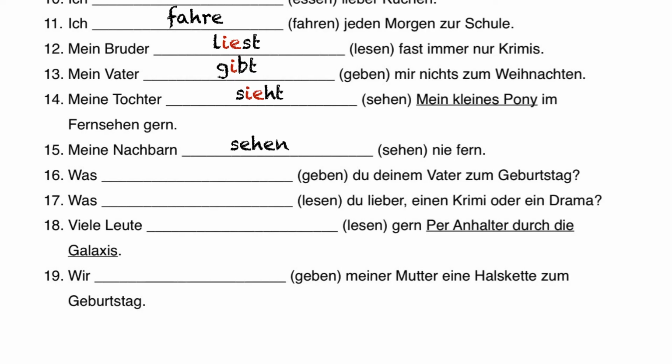Nummer 16. Was, something, du deinem Vater zum Geburtstag. Du is always the subject, so we have to use here the du form, which is gibst. Was gibst du deinem Vater zum Geburtstag? What are you giving your father for his birthday?